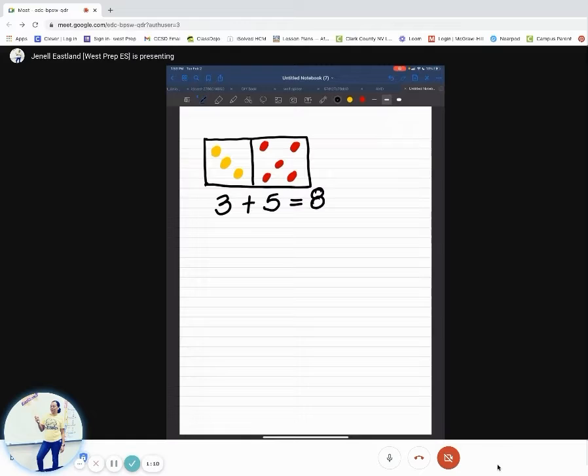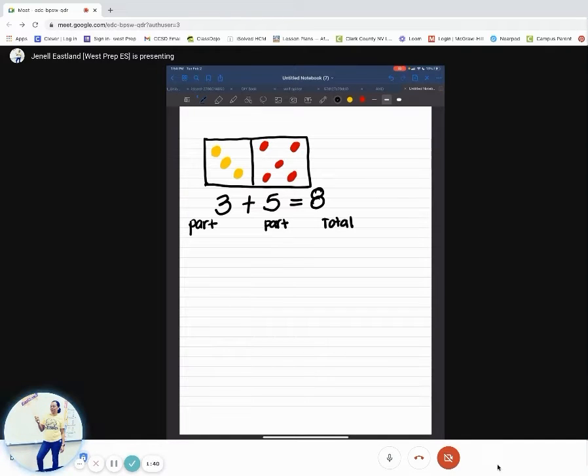Because remember, our number sentence has numbers and symbols, right? We have the plus sign, which means we're putting it together. And then we have the equal sign, which is what our total is. And you'll hear me say total, right? The 8 would be our total. How many dots do we have on our dominoes? We have 8, right? We have a part of 3 and a part of 5 for a total of 8.